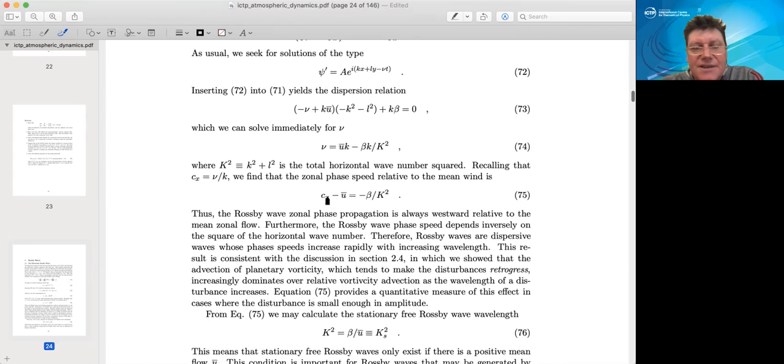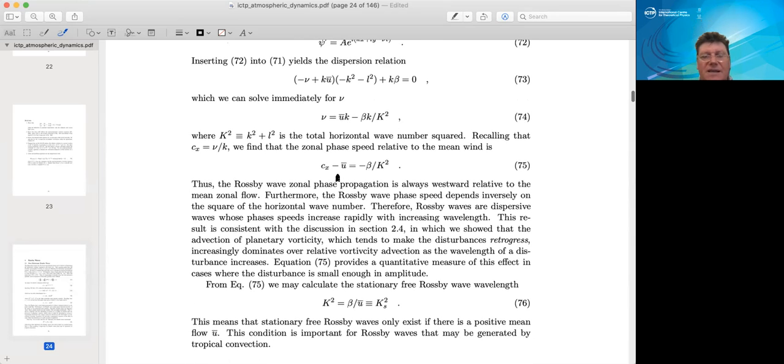But this also tells us that there can be an equilibrium, if we bring the u bar on the other side, there can be an equilibrium between this, the mean flow, and this, the effect of the beta effect. And these two factors may counteract each other, which brings us back to the discussion that we had in the last lecture, where the advection of planetary vorticity may counteract the advection of relative vorticity. And when they just balance each other, we get the stationary wave. So the stationary wave is defined exactly when these two terms cancel each other, and we get a phase propagation in x direction that is zero.